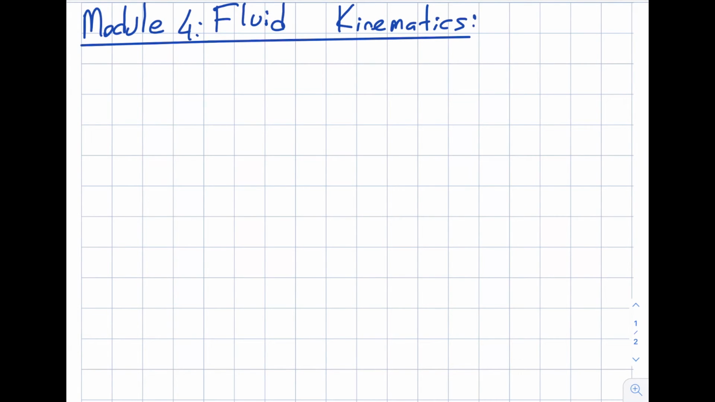Okay, so far in Module 1, we introduced some important definitions and concepts that I need for Module 2 and Module 3. And in Module 2 and 3, we focus on the fluid statics case. Now, for mechanical engineers specifically, we are more interested in things that move.